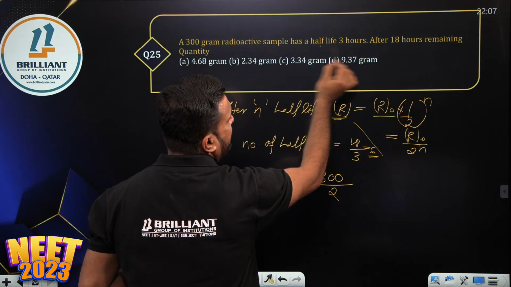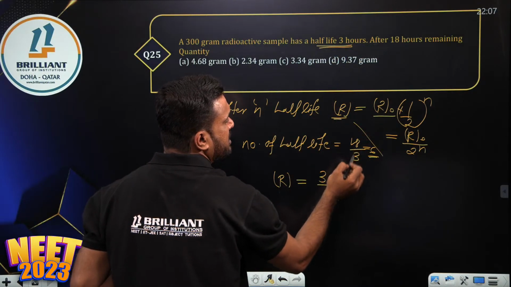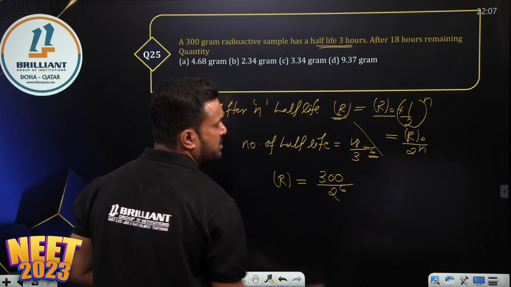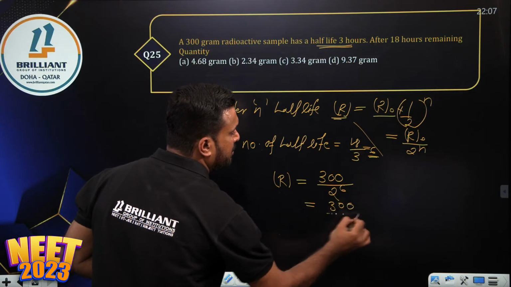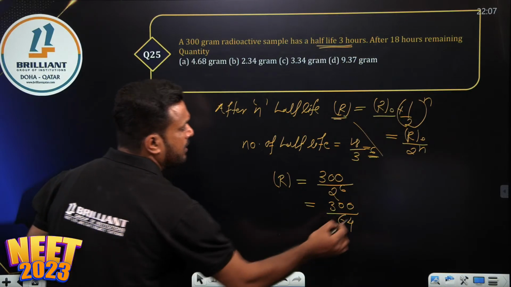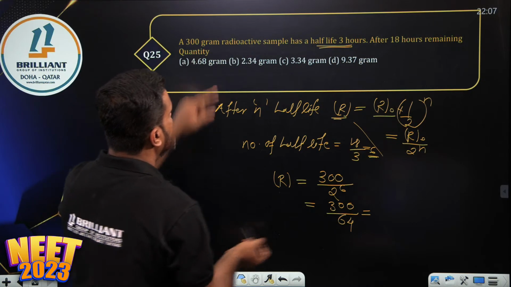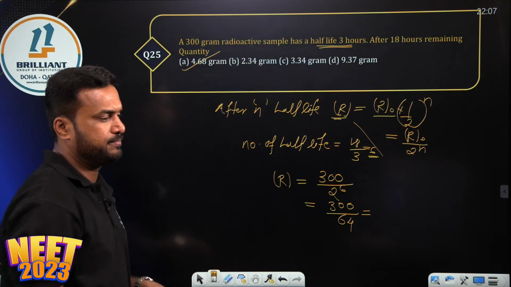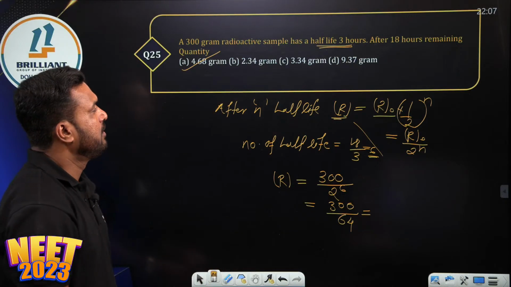The sample has a half-life of 3 hours, and the total is 18 hours, so 18 by 3 is 6. So 2 raised to 6 will come. 2 raised to 6 is 64, right? So 300 divided by 64 will come. I think the answer is 4.68. Yes, Hiba, correct. This is the right answer.